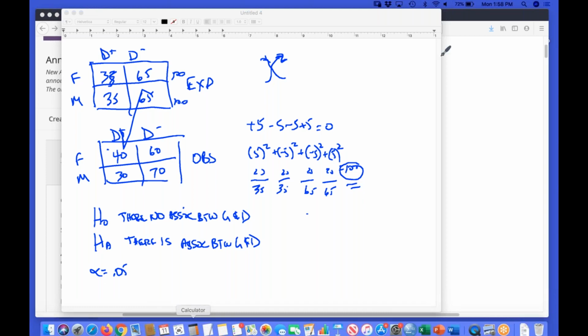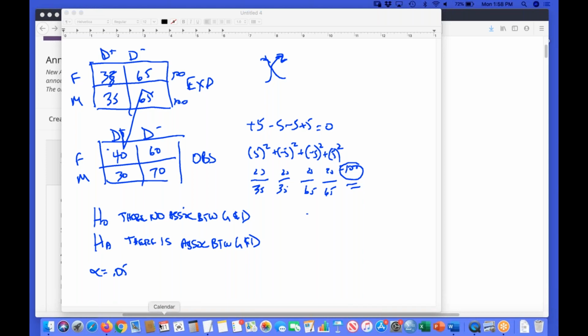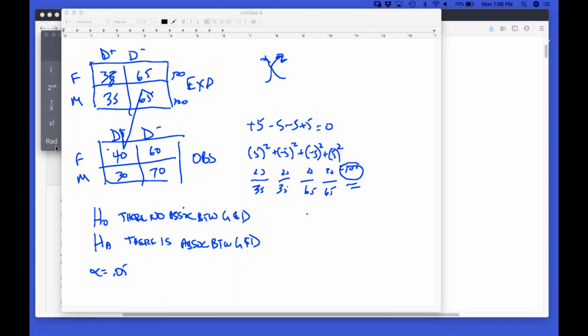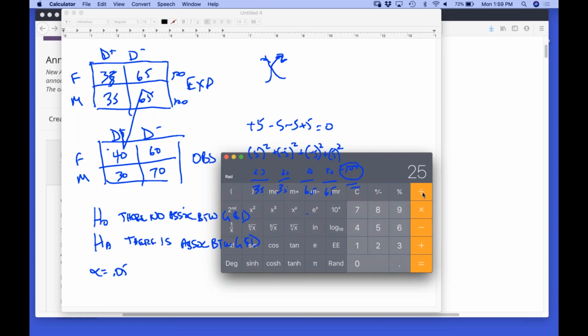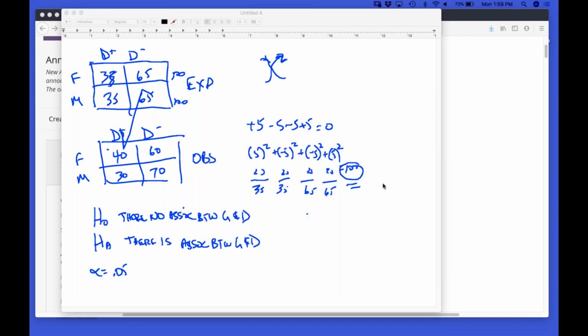Let me get my calculator out. I've got to turn off my pen first. 25 divided by 35 is equal to 0.71. I'm going to just remember that. And 25 divided by 65 is 0.38. My trackpad's a little sensitive. Okay, 0.38. So this was 0.71 plus 0.71 plus 0.38 plus 0.38. Let's see what that adds up to.